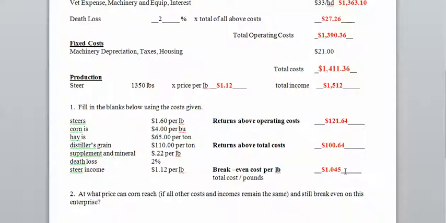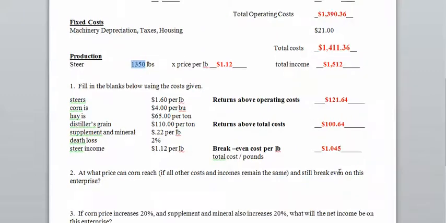Just like with previous examples, we've taken cost per acre divided by bushels of corn produced per acre. It gives us our cost per bushel. Here we take our total cost, $1,411.36, and divide that by total pounds, which gives us our cost per pound. 1,411.36 divided by 1,350 pounds gives us $1.045. If you want to round up to $1.05, that's fine. Our cost per pound is $1.045.